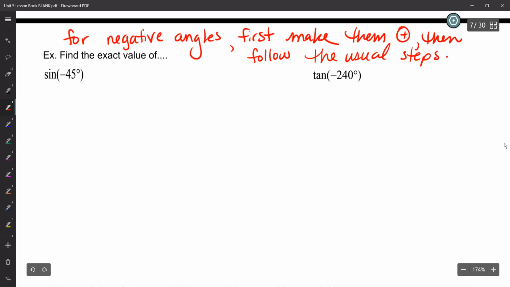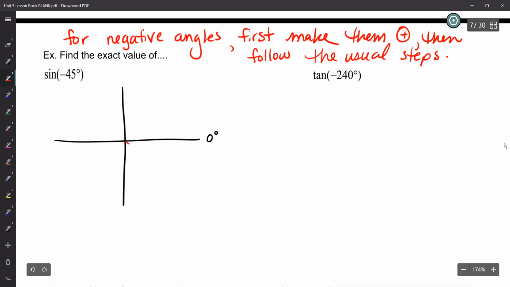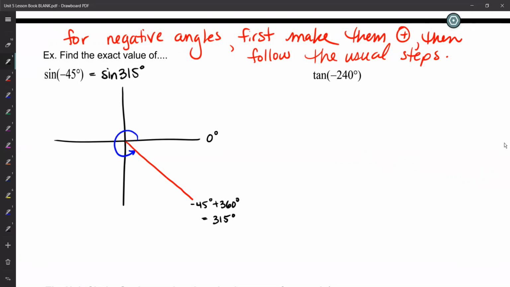Okay, so negative 45. Actually, let's just place it on here quickly. If this is 0 and I rotate negative 45, that's 45 degrees in the clockwise direction. Now, if I add 360, I can actually find the positive rotation. So negative 45 plus 360 to make this positive means that this is 315 degrees. So this should be equal to the sine of 315. Those two are like the same angle of rotation, right? The arm is in the same spot.